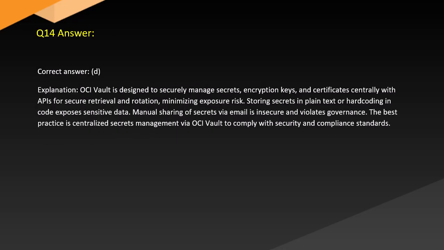Answer. Correct answer: D. Explanation. OSI Vault is designed to securely manage secrets, encryption keys, and certificates centrally, with APIs for secure retrieval and rotation, minimizing exposure risk. Storing secrets in plain text or hard-coding them in code exposes sensitive data. Manual sharing of secrets via email is insecure and violates governance. The best practice is centralized secrets management via OSI Vault to comply with security and compliance standards.